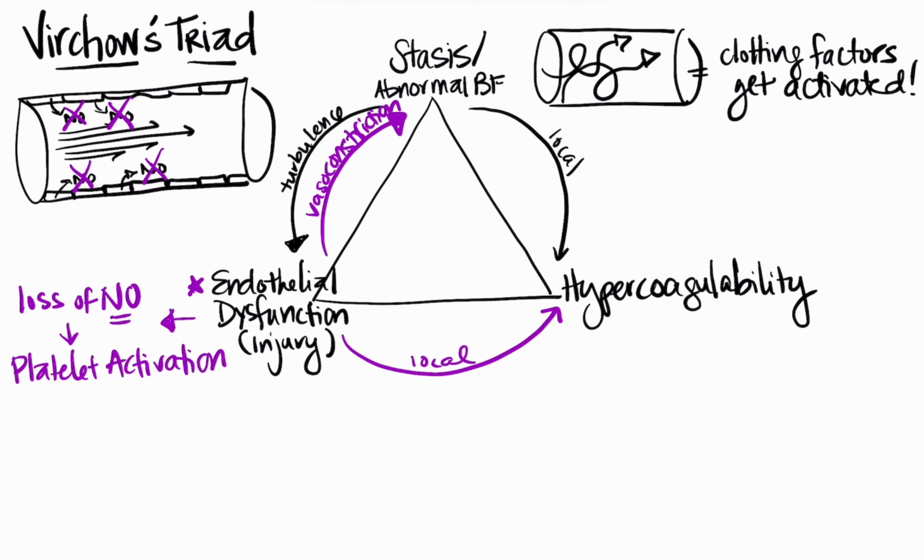So there might have been a cause in your blood vessel that led to injury of your endothelial cells. Without your endothelial cells making nitric oxide, there's a greater vasoconstrictor influence of that blood vessel, leading to abnormal blood flow or even stasis if it's very small.